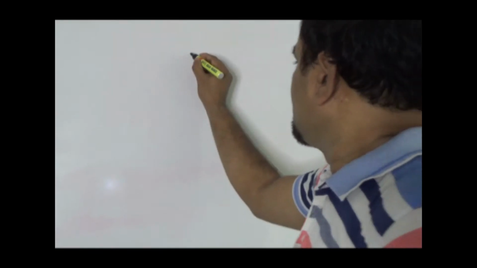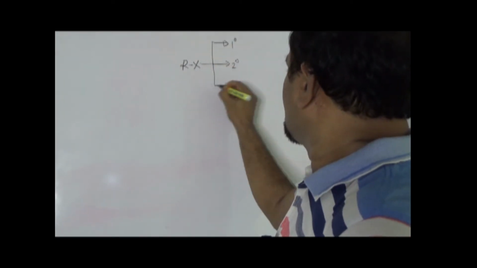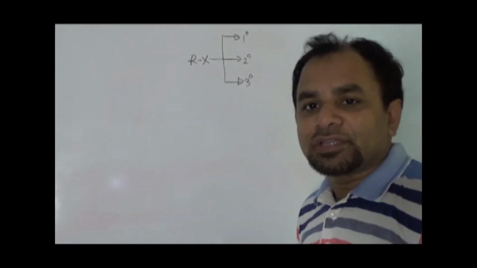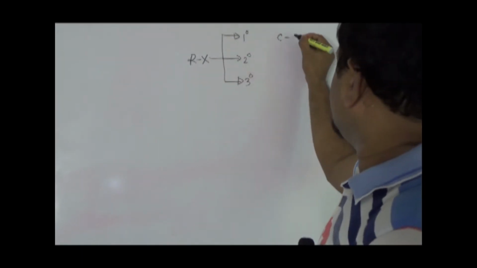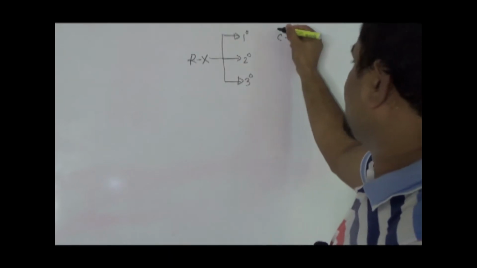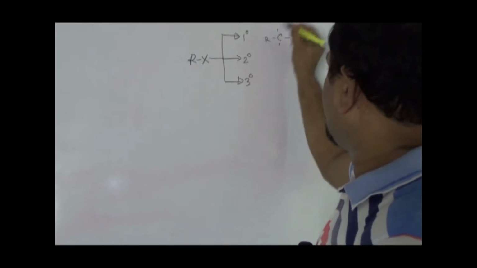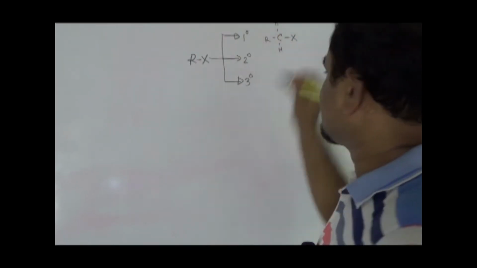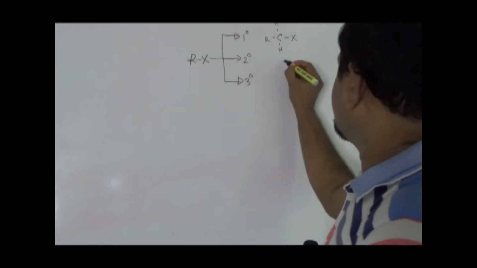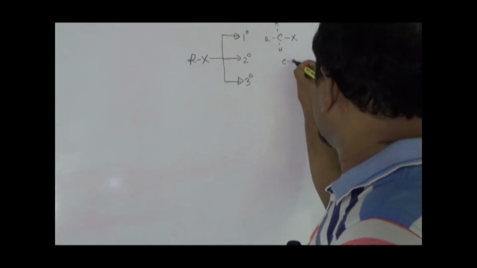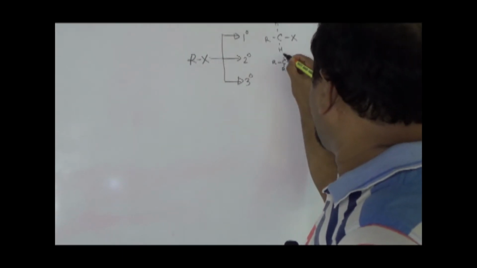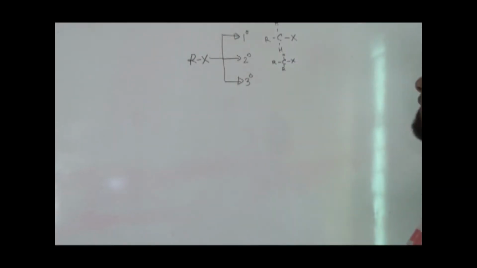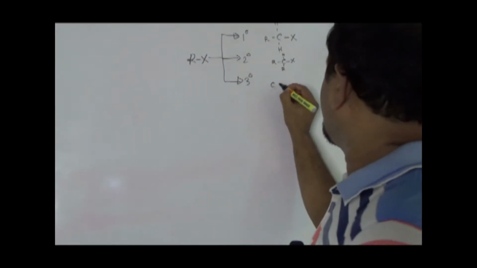Halogenoalkanes are of three types. They are primary, secondary and tertiary. In the primary halogenoalkane, the carbon having the halogen, any halogen, chlorine, bromine or iodine, has one R and two H. In the secondary halogenoalkane, the carbon having the halogen has two R and one hydrogen.